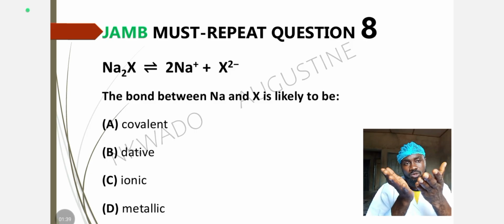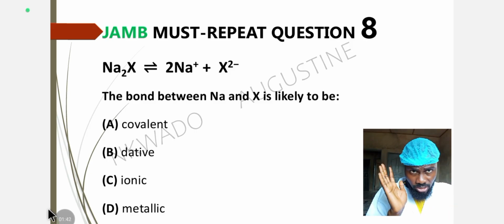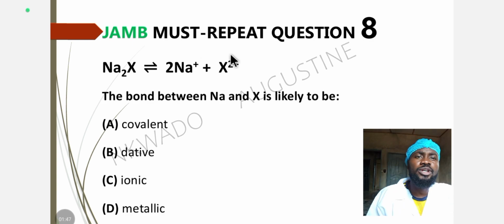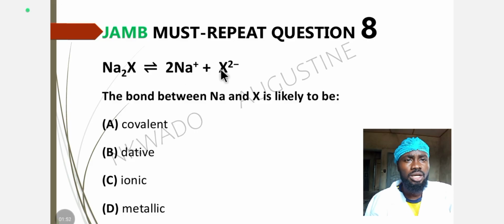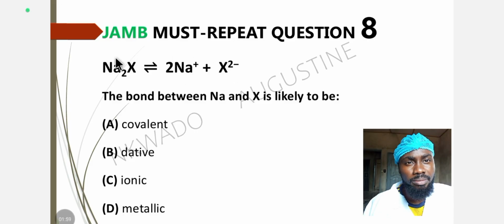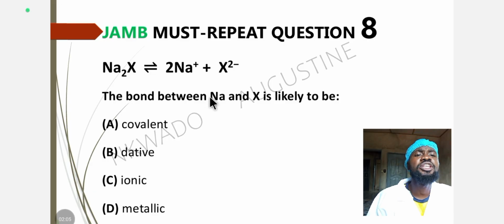So let's look at the question. Get your pen and your paper and let's go. JAMB must-repeat question 8. Look at this chemical equation we have here. The right hand side of the equation is in the ionic form, while the left hand side of the equation is in the state of matter. So let's read. The bond between sodium and X is likely to be what? A, covalent; B, dative; C, ionic; D, metallic.